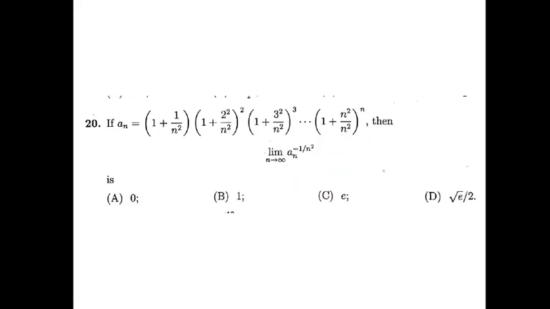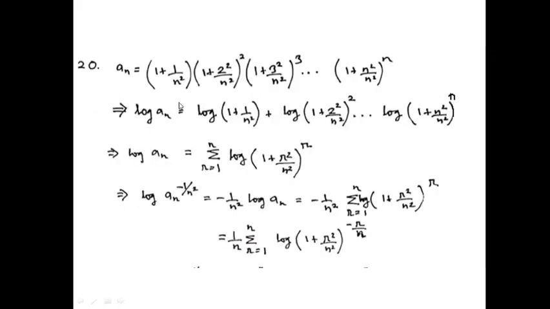Okay. Next, if a_n equals 1 plus 1 by n square, 1 plus 2 square by n square squared, 1 plus 3 square by n square cubed, up to this, then the limit is what? Okay, so let us see. See, this is in multiplication. We take the log to convert these terms in multiplication into additions. So we are taking the log of a_n.